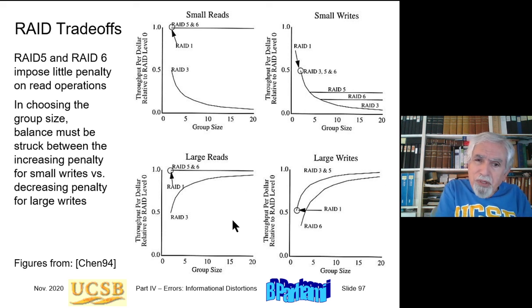These are basically empirical studies that determine the performance. For small reads and small writes, performance deteriorates as you increase the group size. For RAID 5, it deteriorates and then becomes stable after a while. Whereas for large writes and large reads, performance improves, throughput improves. So there's a trade-off. If you make your block size too big, then you suffer here. If you make it too small, you suffer here.